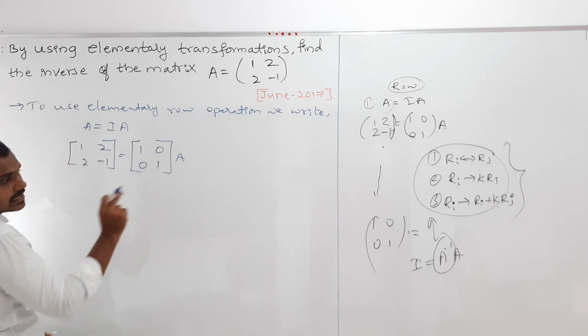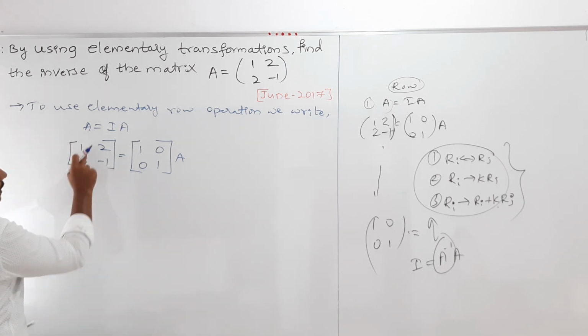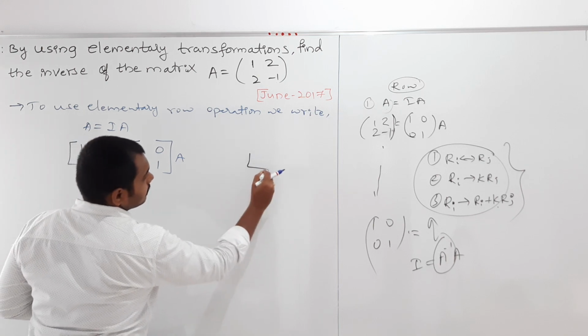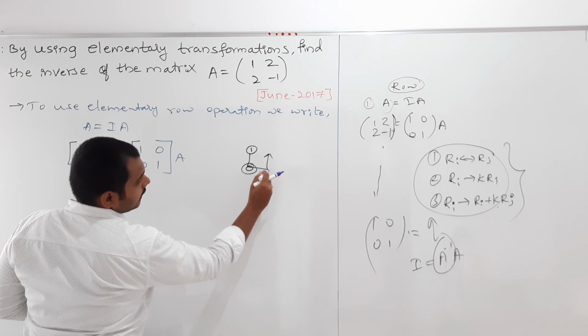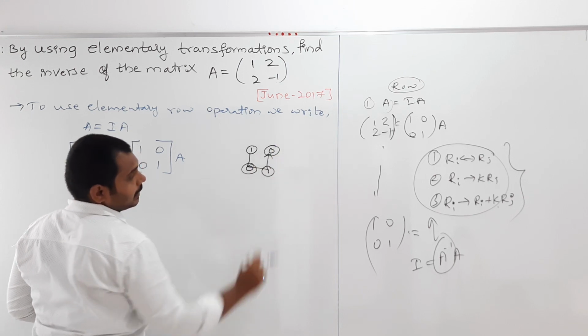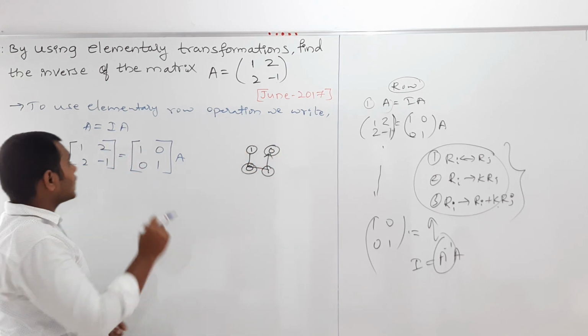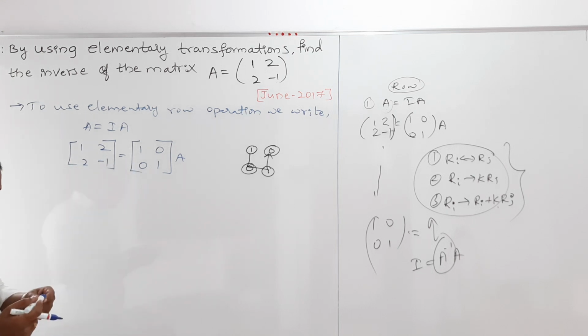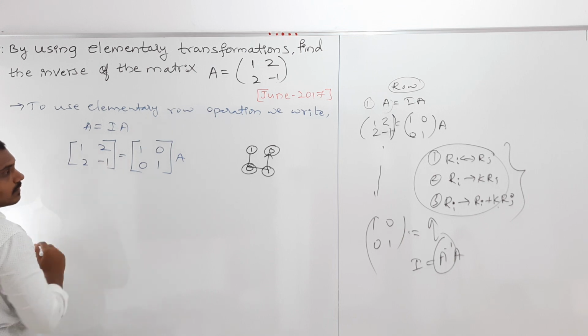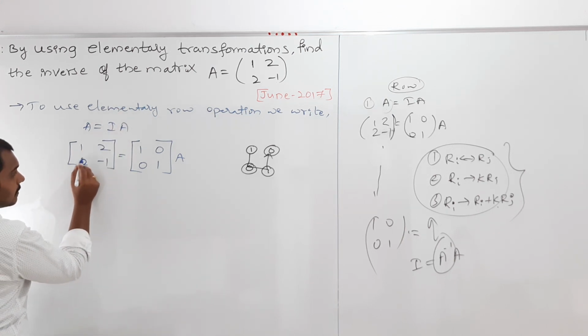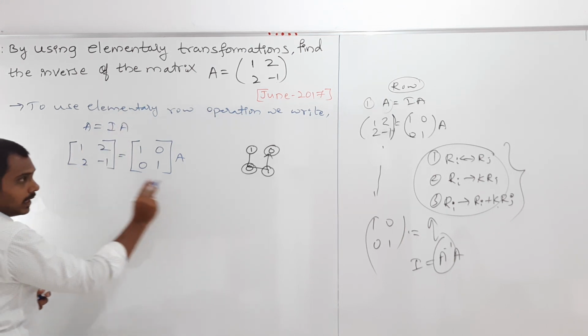matrix. To convert this matrix to the identity matrix, we should go in this order. The first element must be 1, this element must be 0, this element must be 1, and this element must be 0. In this pattern, we should convert the LHS to the identity matrix. So here the first element is already 1, no need to convert. Next I should convert the second element, this element. This element must be 0.